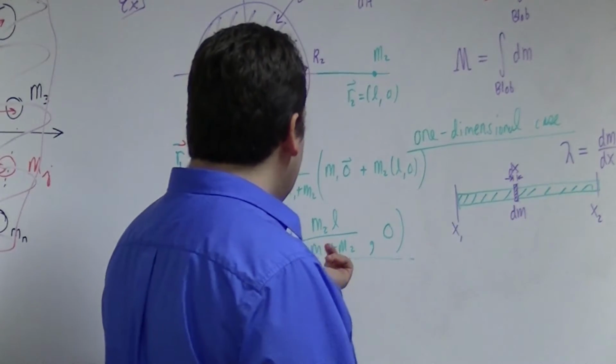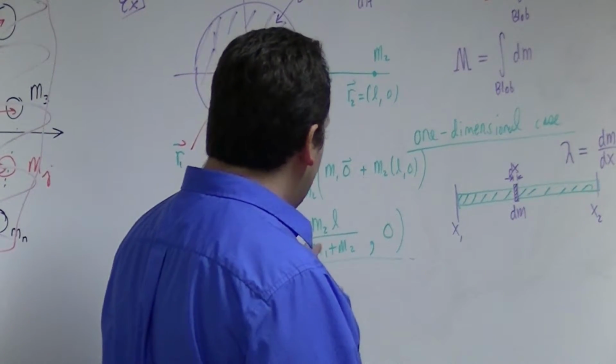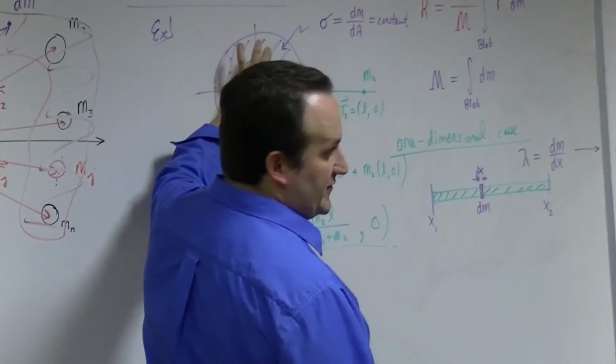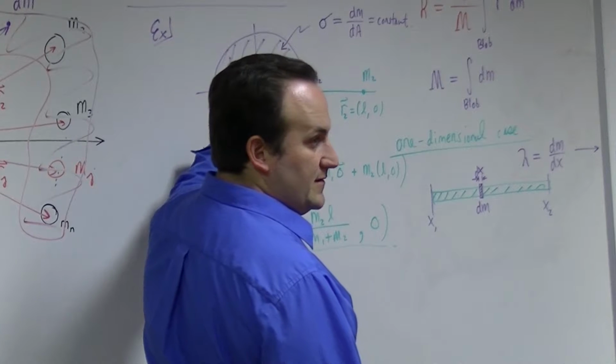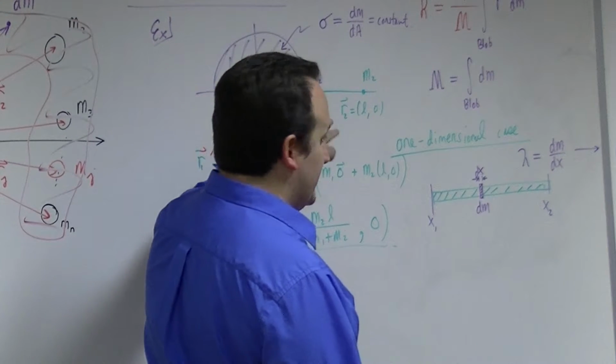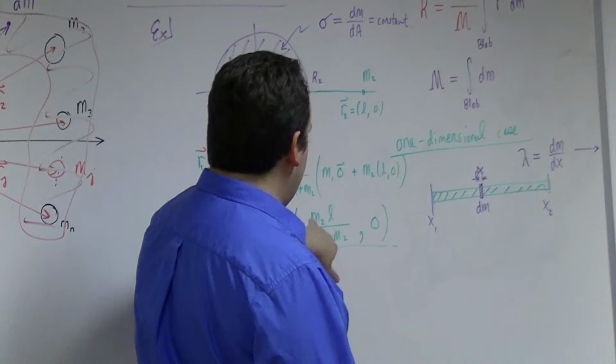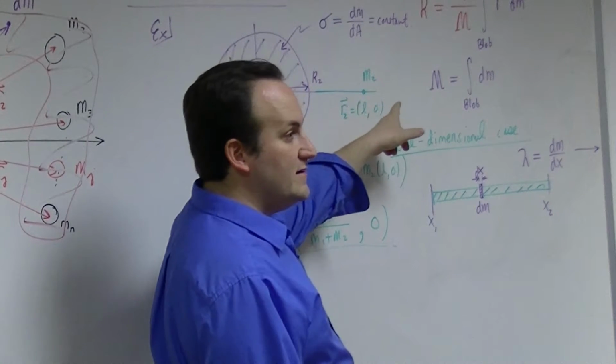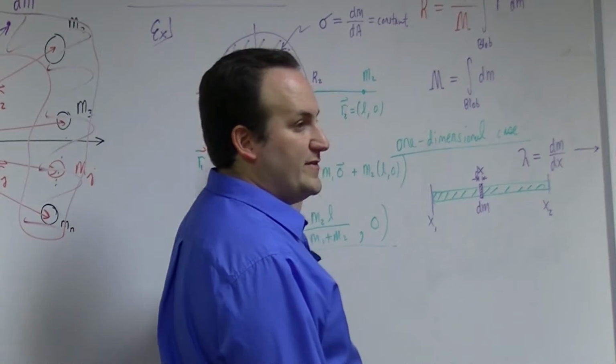That makes sense. I mean, in the case that M2 is very, very small, it's essentially just at the center of this annulus, right? And on the other hand, if M2 is really big, this fraction tends to just L, so that means the center of mass goes over here. And otherwise it's somewhere in between them.